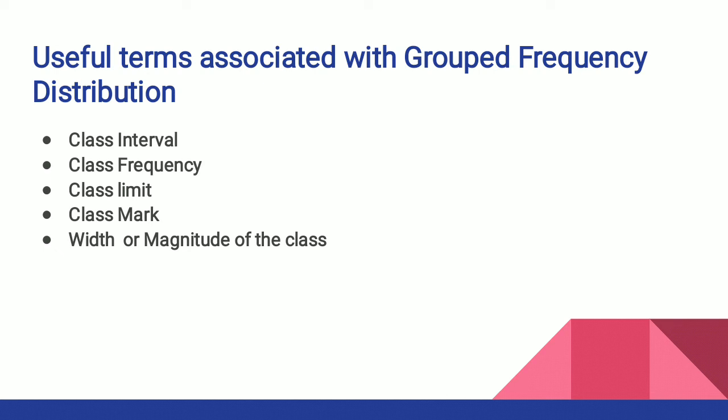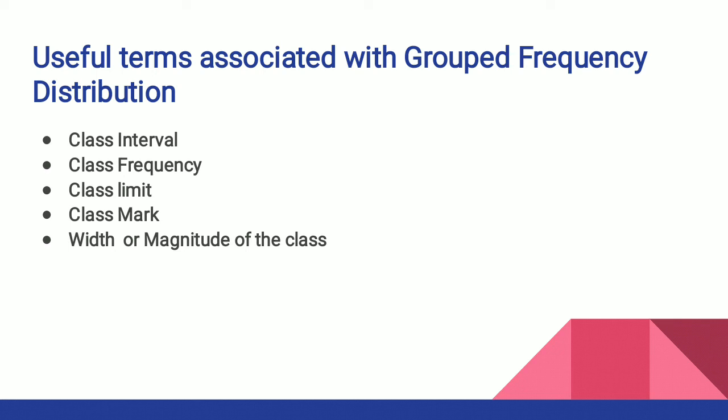Frequency means repetition. Then class limit. As we make classes 10 to 20, 20 to 30, 30 to 40, then what is the class limit? Class limit is, as we make class 10 to 20, here 10 is the lower limit of the class and 20 is the upper limit of the class.